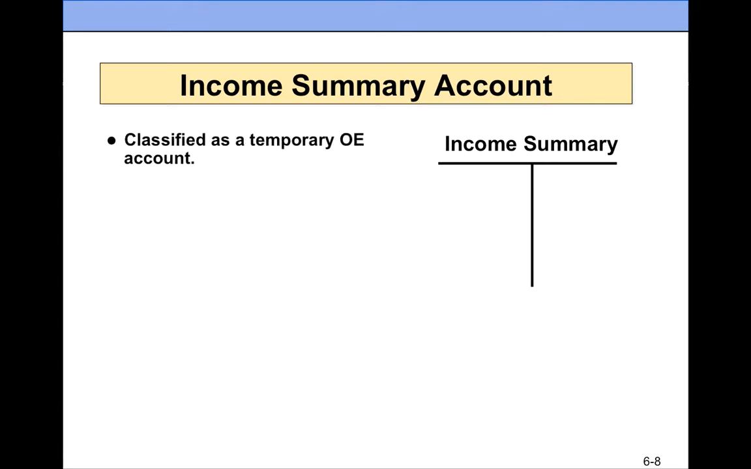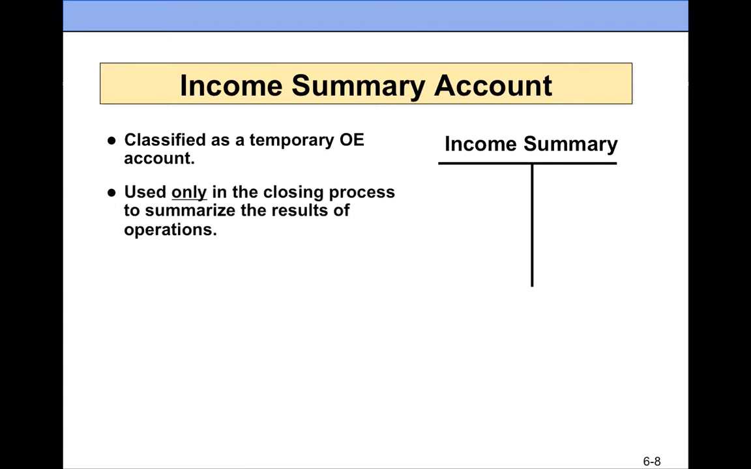So it's classified as a temporary owner's equity account. We're going to use it for a second and then we're going to close it to 0. We're going to close it into capital and make this account have a balance of 0. It's used only in the closing process to summarize the results of operations. That's why we call it income summary. And it's the first account which you see as an account without a normal balance.